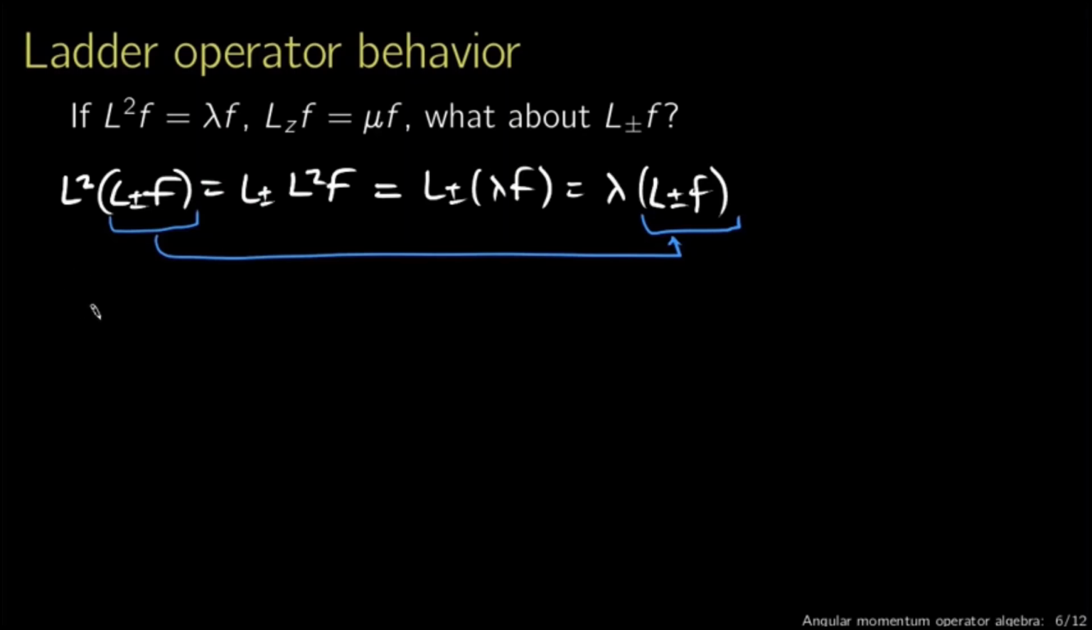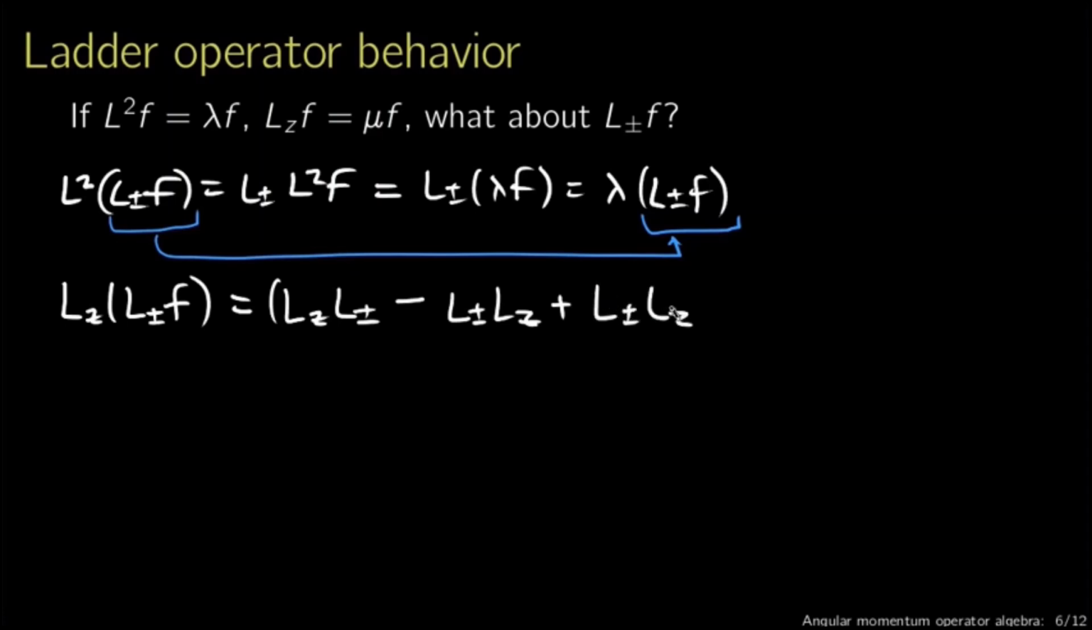I can ask the same question of Lz, what does Lz do to this mysterious quantity L plus or minus acting on f? This is a little bit more complicated, and I can simplify it by rewriting it slightly. Let's say this is Lz L plus or minus. Now I'll write this as minus L plus or minus Lz plus L plus or minus Lz. I've just added and subtracted the quantity, and you can see what I'm trying to do now. I'm trying to arrange things such that I get commutators, as well as things that I know, because this is all acting on f, and I know what Lz does to f. It just gives me an eigenvalue.